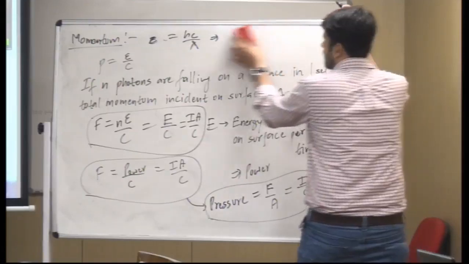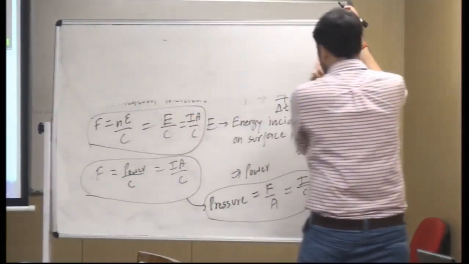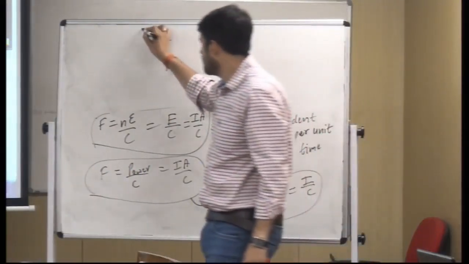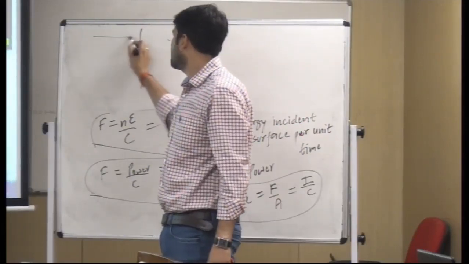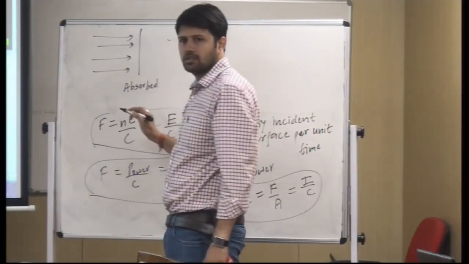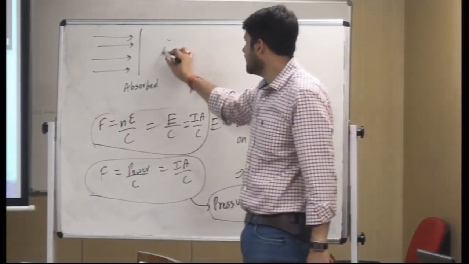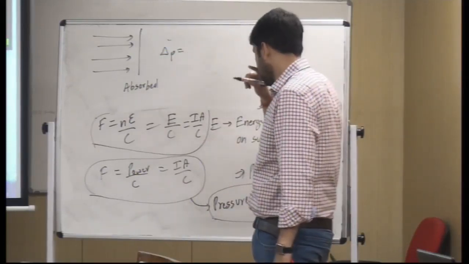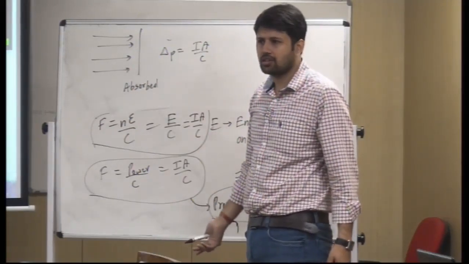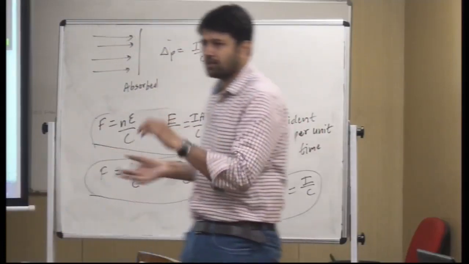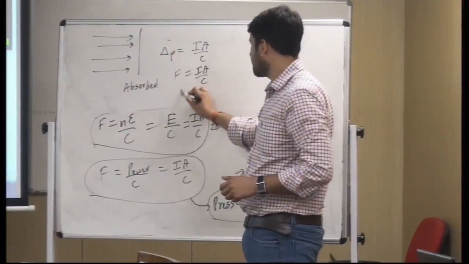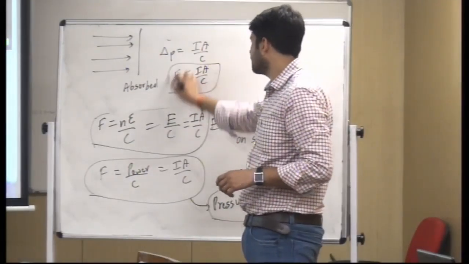Shall I erase this? At least the top few lines. Right? So now, if light is absorbed on this surface, the change in momentum would be how much? Only IA by C. The momentum is absorbed, right? Final momentum is 0. Momentum of the photon finally is 0. Initially it was IA by C, right? The force would be IA by C, right? The pressure I by C. You can find it out.